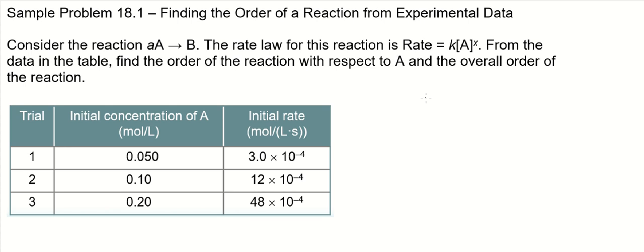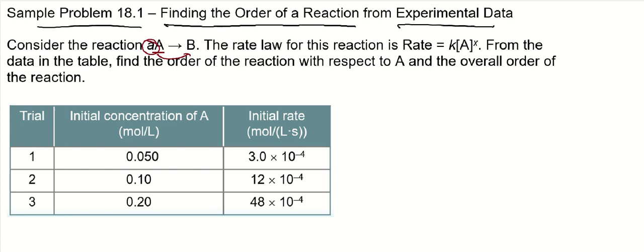Okay, sample problem 18.1 is about finding the order of a reaction from experimental data, which is given to us right there. And we have this generic reaction where one reactant turns into one product. That reactant has a coefficient of little a, which doesn't mean anything in this problem. It didn't have to give us the rate law, but it did. We can figure it out here.